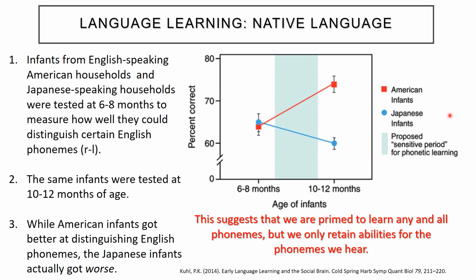During this time, the American infants are being exposed to more and more English, and they're getting a lot of exposure to R's and L's, whereas the Japanese infants are not. And so during that time, the American infants get better at distinguishing these different English phonemes. Whereas the Japanese infants actually get worse. So a 10 to 12-month-old infant from a Japanese household actually ends up doing worse on distinguishing these phonemes than a 6 to 8-month-old Japanese infant.